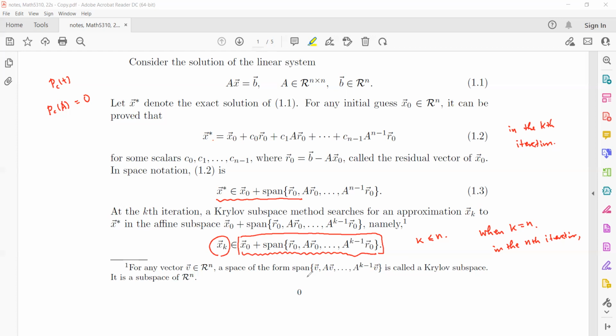Okay. There is a term here. For any vector, a space of this form is called a Krylov subspace. So that's why, because a Krylov subspace method looks for a solution in an affine Krylov subspace, we name those methods Krylov subspace methods.